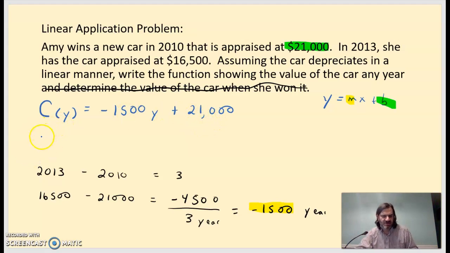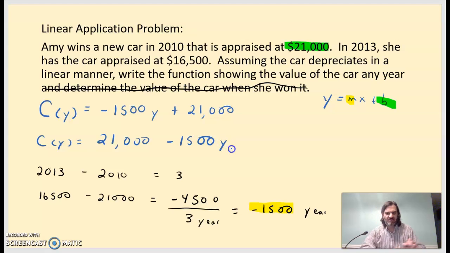Another way you might write this that might make a little more sense is C of y equals the starting amount, 21,000, and then you would be taking away from it for every year, so minus 1,500y. So just be careful with that. You weren't given the rate of change explicitly, but you were given a starting amount and an ending amount, and you had a time period, so that you could calculate the slope, the change in the value over the change in the years. Make sure that makes sense to you and ask questions if you need to.